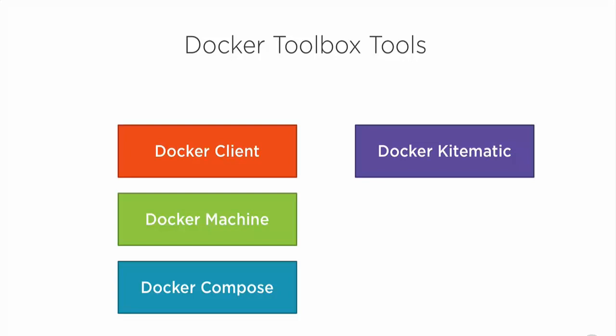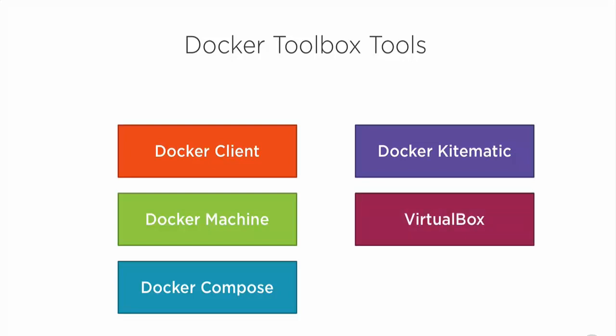So Docker Kitematic allows us to view the different images that are out there. We can then bring those down locally, convert them into containers, interact with those containers, and do a lot of the stuff that would normally be done through the command line, more through a GUI type of tool. And I mentioned that VirtualBox is going to be used to host these different containers that we're going to be running.